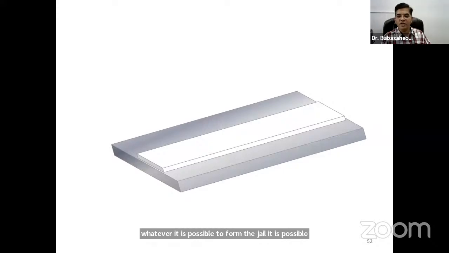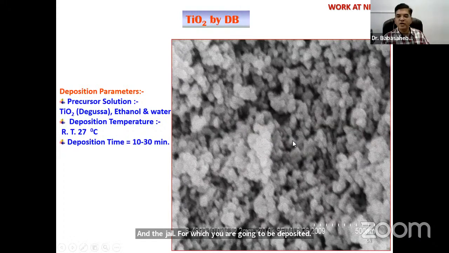So what instruments do you require? You require only the substrate, Tixo tape, and the glass rod. That's it, and the gel you are going to deposit. So this is a very simple technique. This is titanium dioxide we have coated on the substrate surface, and this is just room temperature deposition.